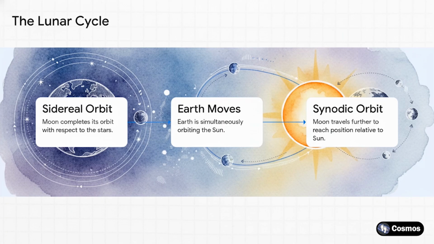That's our sidereal month. But during that exact same time, the Earth has simultaneously moved forward along its own massive track around the sun. Because the Earth's position relative to the sun has changed, the moon literally has to travel a little bit further. It has to run extra distance just to catch up and properly realign with the sun to create that next new moon. That extra catch-up time is exactly what creates the synodic month.